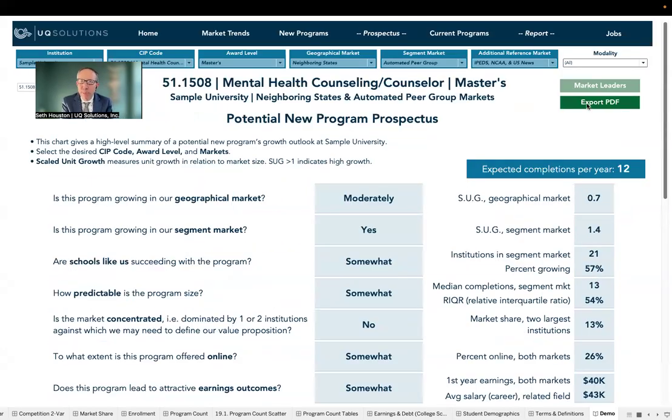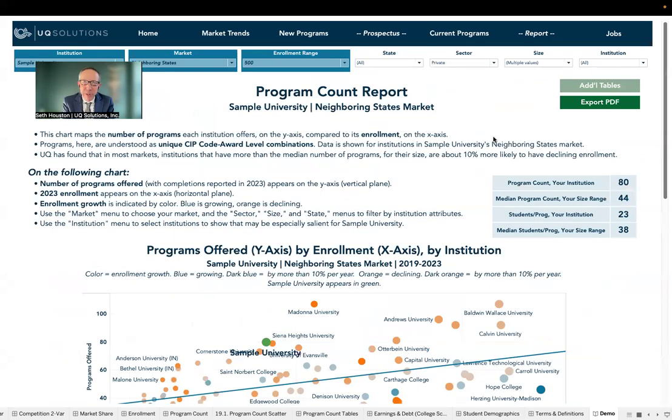Again, the whole thing exports as a PDF you can share with your chairs, your deans, your provosts, and other decision makers at your school. All right, let's shift now to current programs. That's, again, the second of our 3 questions we're looking at here.